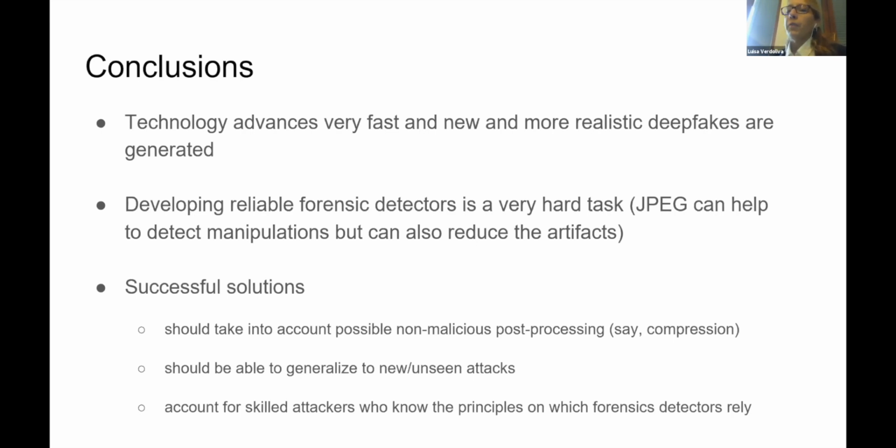Also, developing a reliable forensic detector is not an easy task. JPEG can help in the sense that, as I showed you before, you can detect these variations in terms of JPEG grid or the phenomenon of JPEG double compression, but at the same time, JPEG reduces these artifacts. So of course, it's a problem when an image is strongly compressed. And in general, successful solutions should take into account all this non-malicious post-processing, should be transparent to this post-processing, should be able to generalize to new attacks, and also should take into account a skilled attacker that can insert some noise or do something to make the detector not work properly.